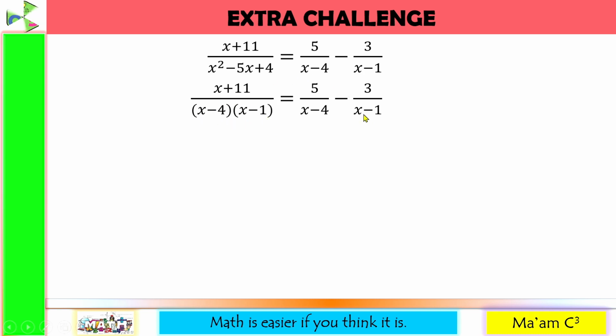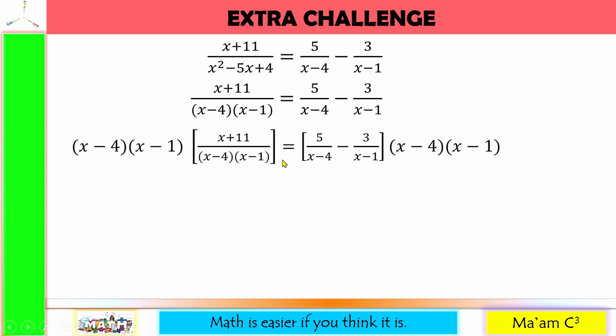Let us multiply both sides with that LCD. On this side, the quantity x minus 4 times x minus 1 will simply cancel out, leaving us x plus 11. On this side, x minus 4 will cancel out, so we have 5 times x minus 1. Now, for this term, x minus 1 will cancel out, so we have 3 times x minus 4.